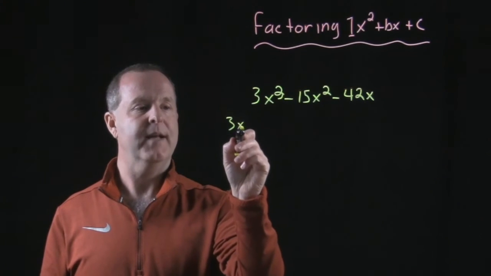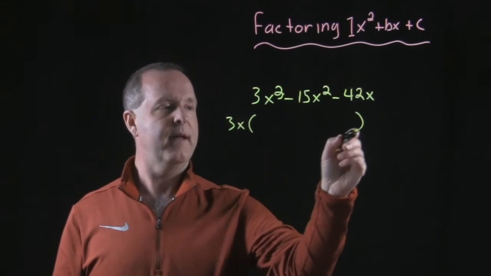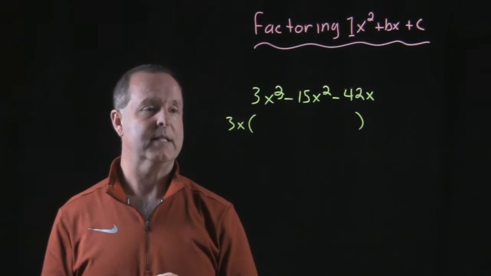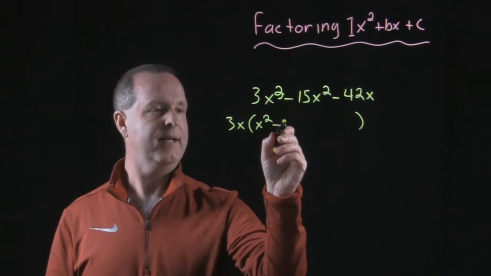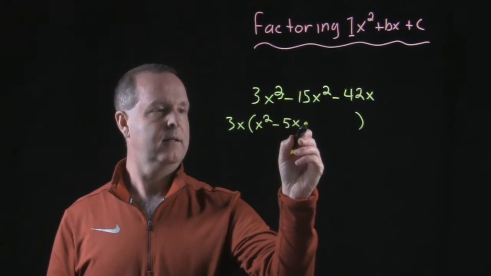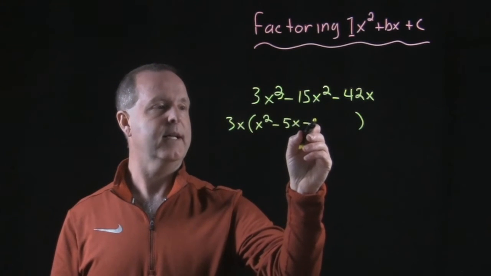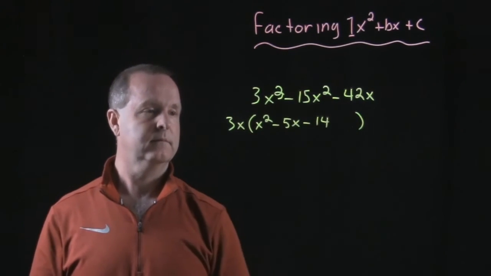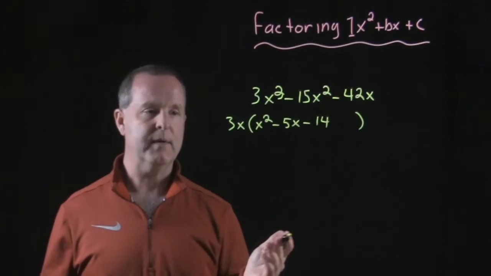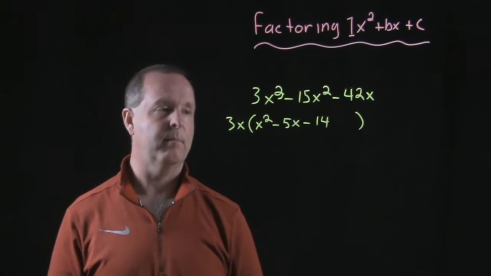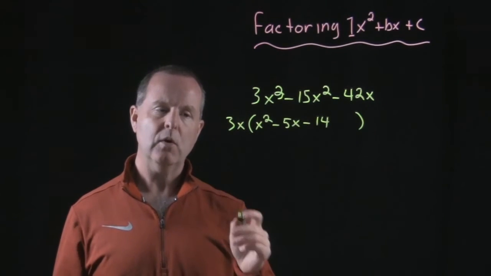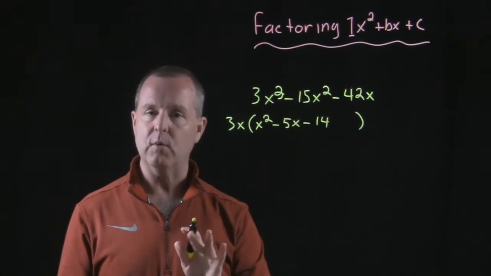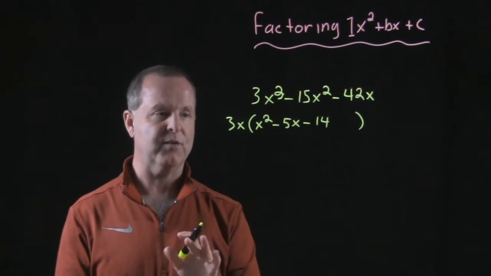So I'll factor a 3x, and then from there, we put in parentheses everything else that's left. So I would have an x squared minus a 5x minus a 14. Okay, so I have 3x times x squared minus 5x minus 14. Pretty good. Are we done? Let's see if there's anything else that factors. Remember, we keep factoring till we can't factor anymore.